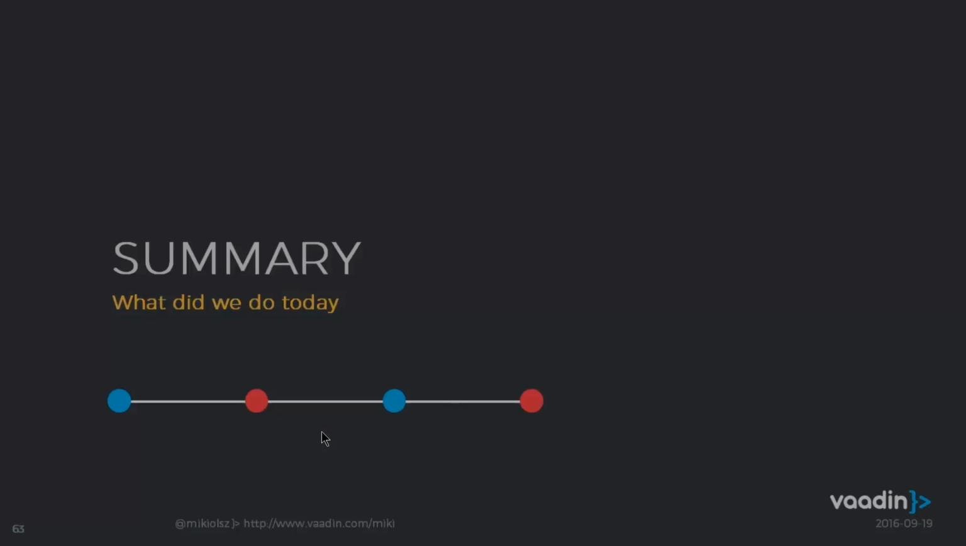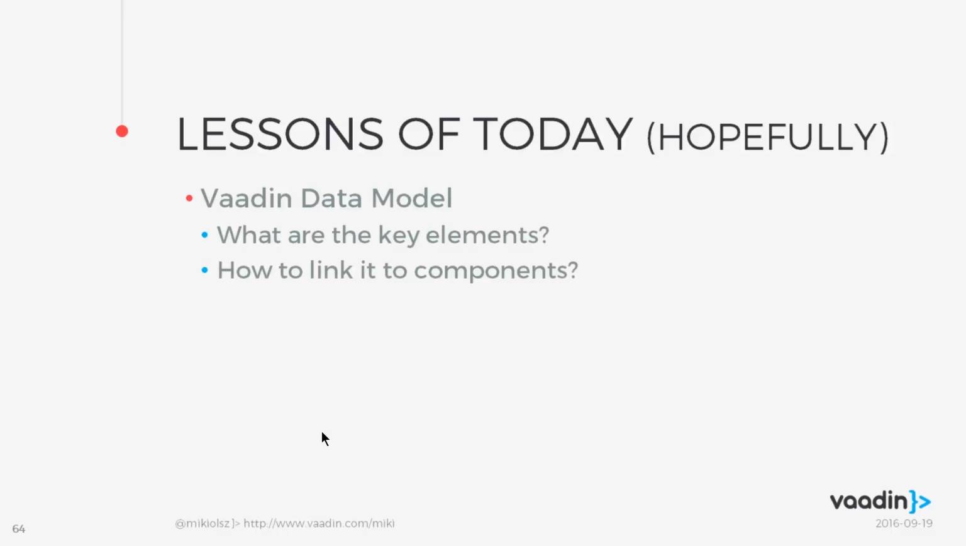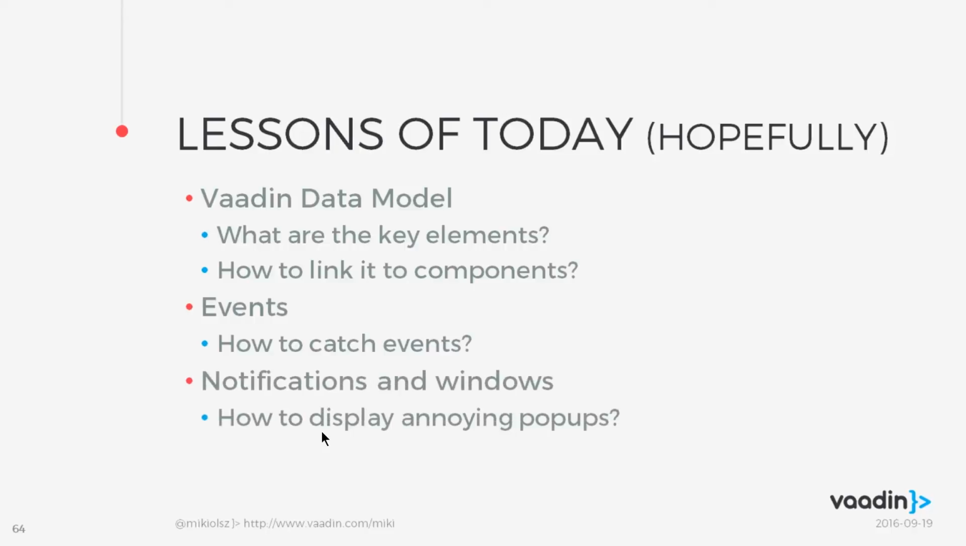And that's it for today. Hopefully you got a glimpse of the Vaadin data model. What are the key elements and how do we link them to components? Events, I hope you know how to catch the events and the different types there are. And then how to display annoying pop-ups to the user with notification and window. And then something that I didn't show but I told about is the push.